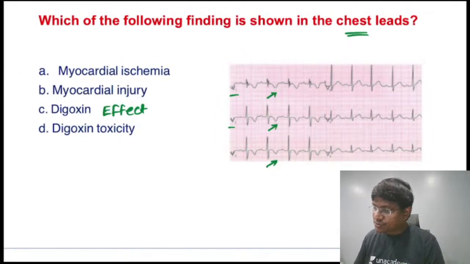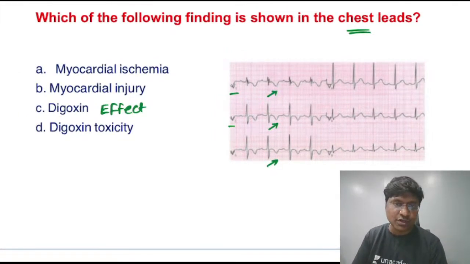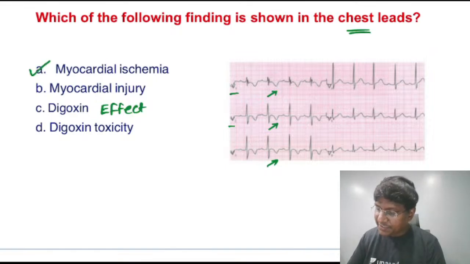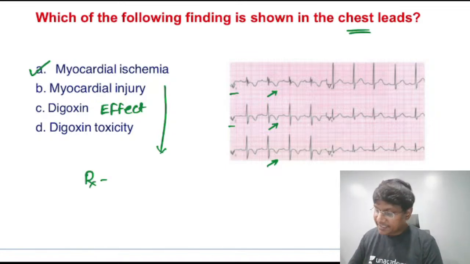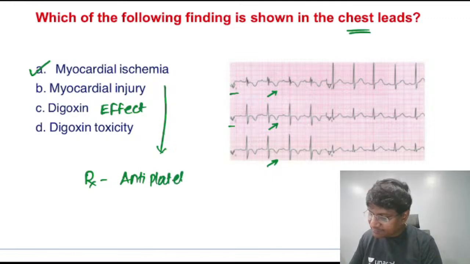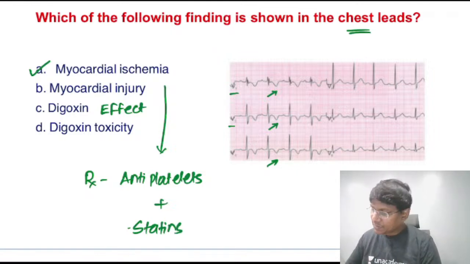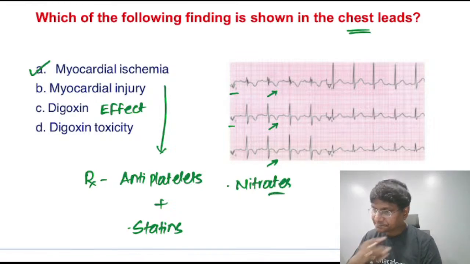So if there is presence of T-wave inversion, what is it suggestive of? It is suggestive of myocardial ischemia. Now in this patient, what is the treatment that you need to start? You need to start antiplatelets. Along with that, you also need to start statins. And if the patient has pain, you also need to prescribe nitrates to the patient.